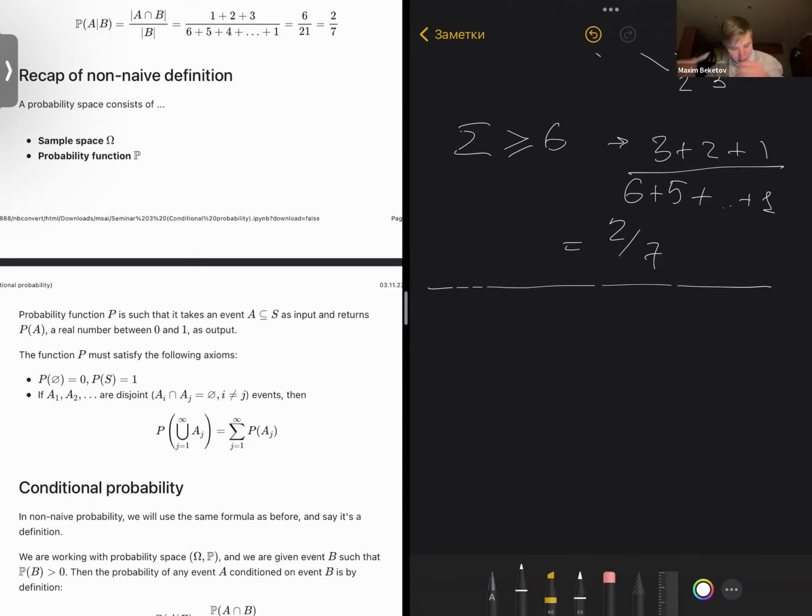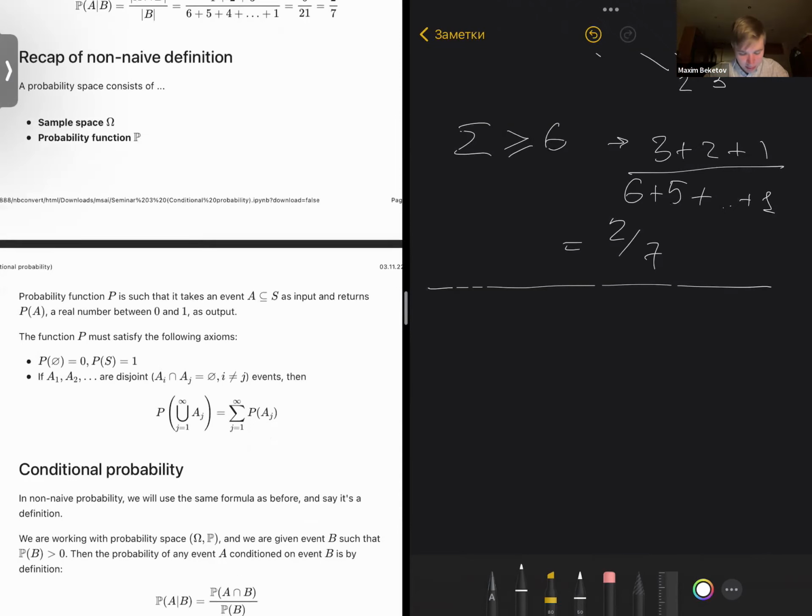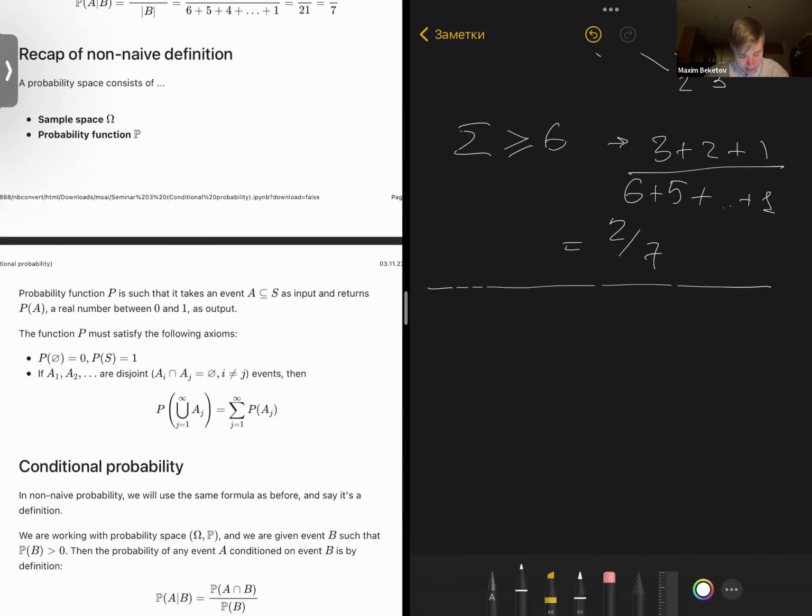The probability function takes an event as an input and it assigns a number to the event, a number from 0 to 1. And what are other properties of this function? First of all, the probability of nothing is 0. The probability of the whole sample space is 1. And if we have a set of disjoint events, that means that they are pairwise not intersecting, right? Any pair of them has an empty intersection. The probability of their union is the sum of the individual probabilities.